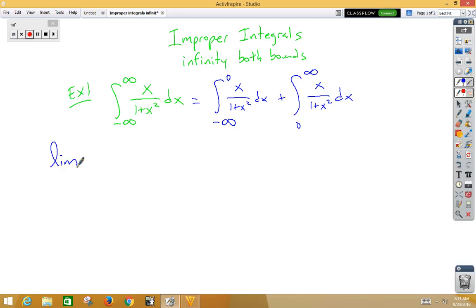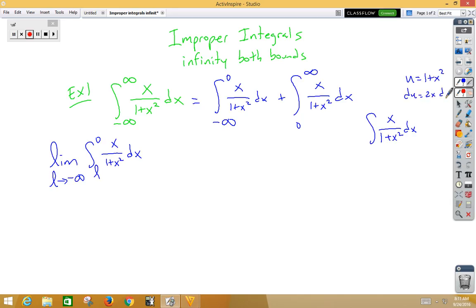So we have the limit as L approaches negative infinity, integral L to 0 of x over 1 plus x squared dx. Well, let's go ahead and integrate that over here for a moment. So I've got the integral of x over 1 plus x squared dx, which is a u sub. If u is 1 plus x squared, du is 2x dx. If I want to multiply by 2 on the inside, I have to divide by 2 on the outside. I now have 1/2 integral 1 over u du, which is the natural log of the absolute value of 1 plus x squared.